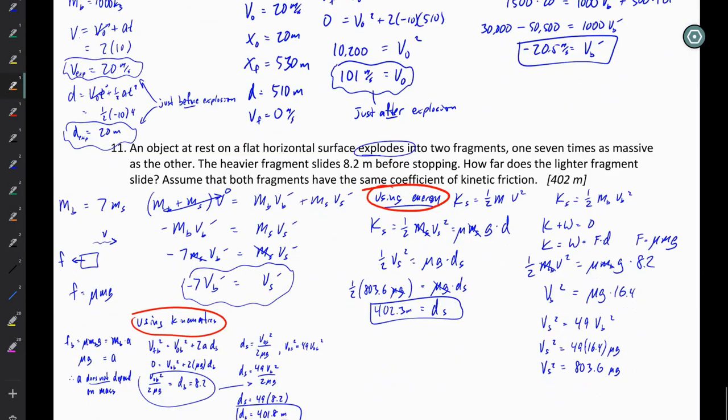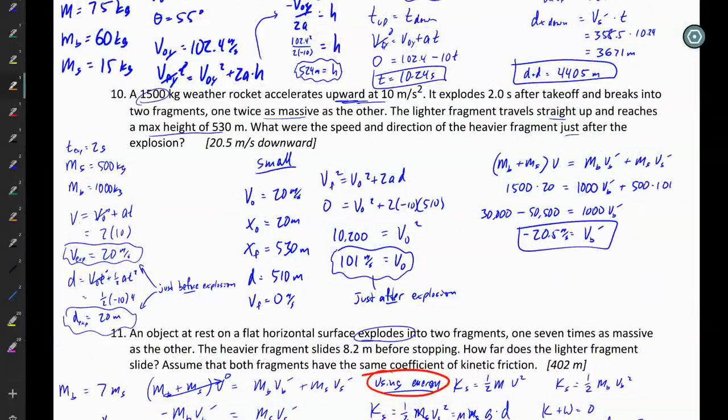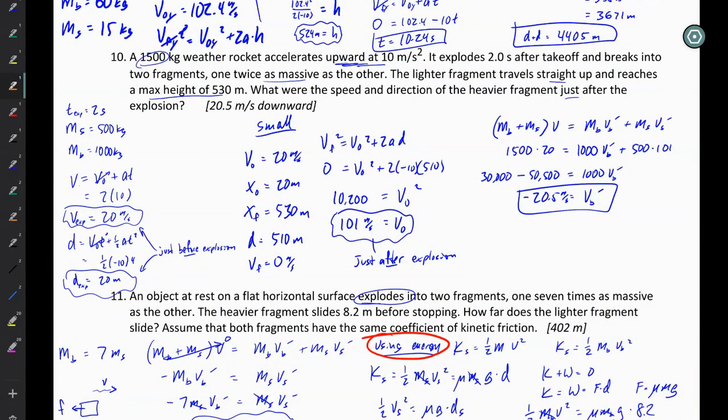How much further do we have to go? 10 and 11. A weather rocket accelerates upwards. Ooh, that's quite fast. It explodes and breaks into 2 fragments, one twice as massive as the other. The lighter fragment travels straight up. The other fragment, where does it go?